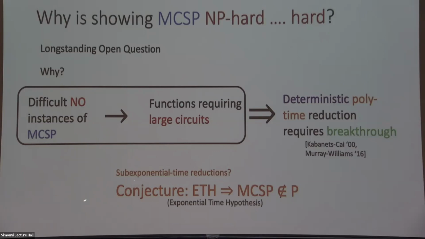I don't know if people here are familiar with the exponential time hypothesis, but roughly it's a strengthening of P versus NP. P versus NP says that SAT can't be solved in polynomial time. The exponential time hypothesis roughly says that you can't solve SAT in sub-exponential time. So it's just a strengthening of the problem. And the conjecture is that the exponential time hypothesis should imply that MCSP is not NP.